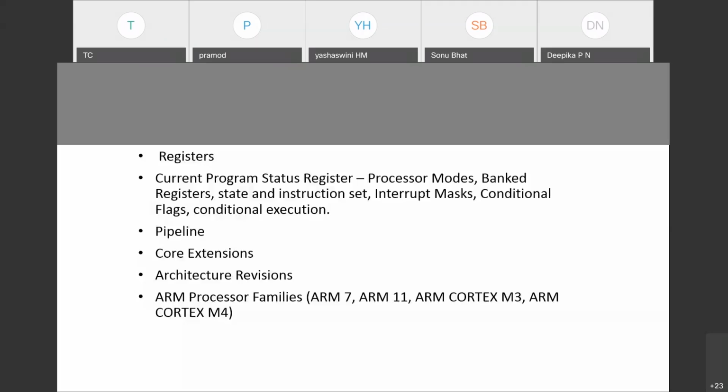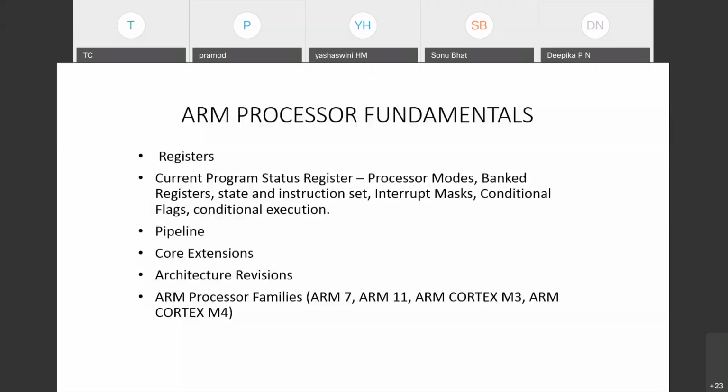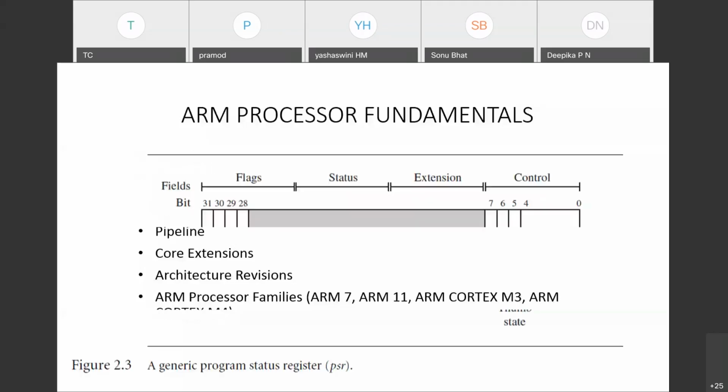We started from the ARM processor, with the difference between a processor and a microcontroller, and we have arrived now at the core extensions. With respect to ARM, we have all the fundamentals. We have seen what the ARM core is, the block diagram, how things are connected, and the working principle. Then we saw the different types of registers, and we said the core of the ARM processor is the current program status register, and how it is configured, and the fields it has: flag, status, extension, and control.